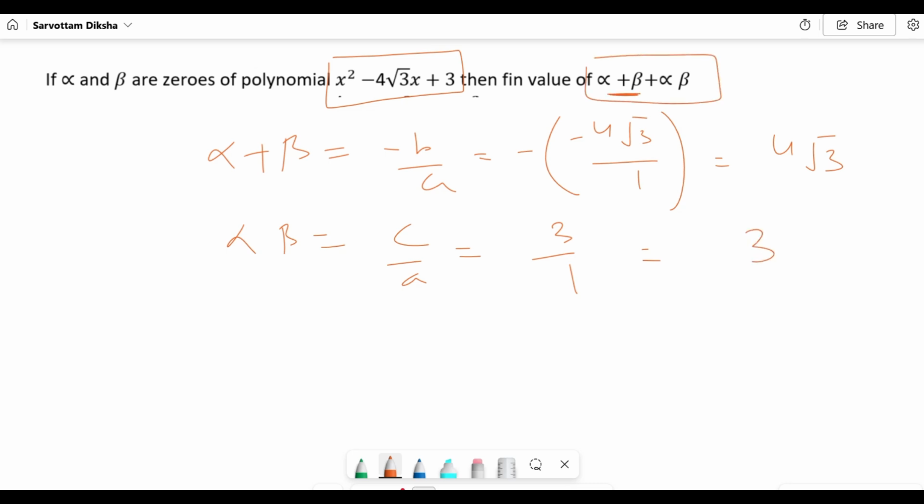So simply substitute the value. Alpha plus beta is 4 root 3. This is the value of alpha plus beta. And for they have alpha beta, which is 3. We are not discussing how to write the steps and all. We are just discussing the concepts. So this is the answer for this expression.